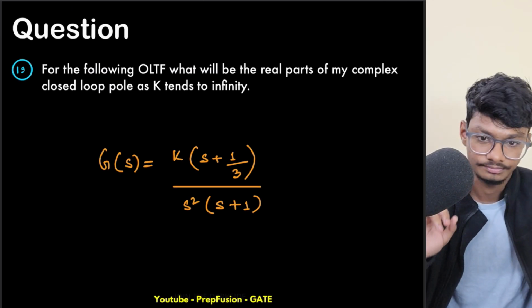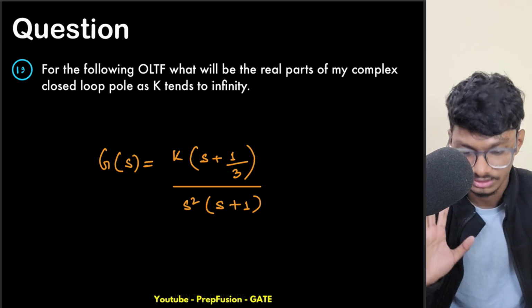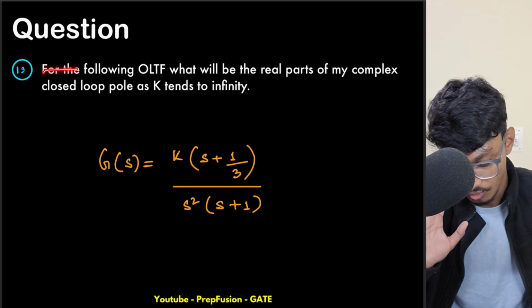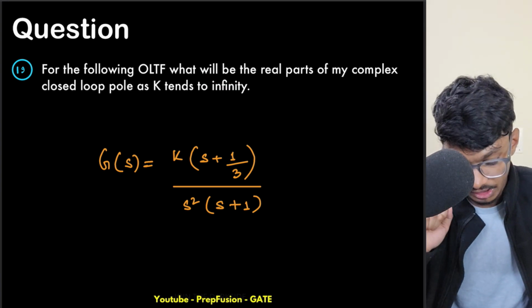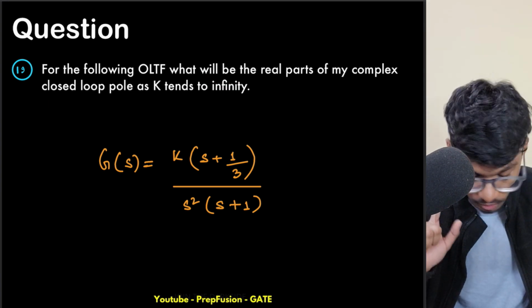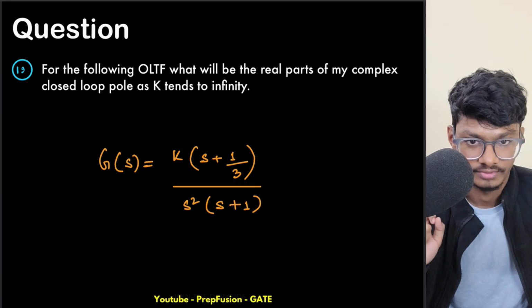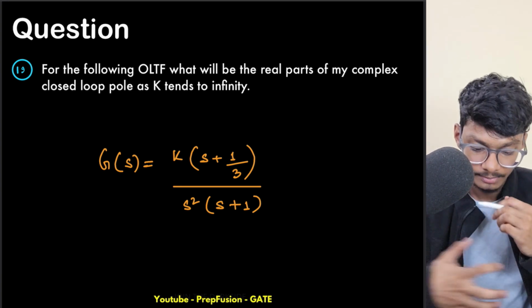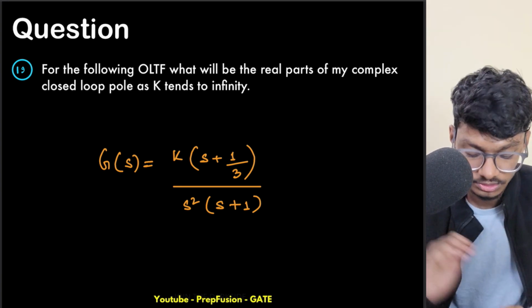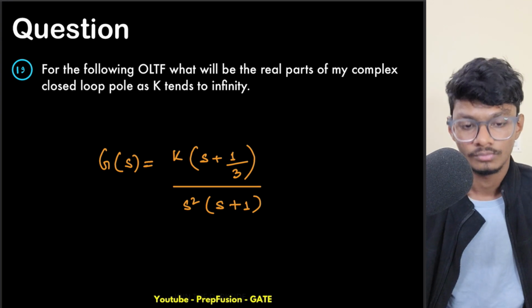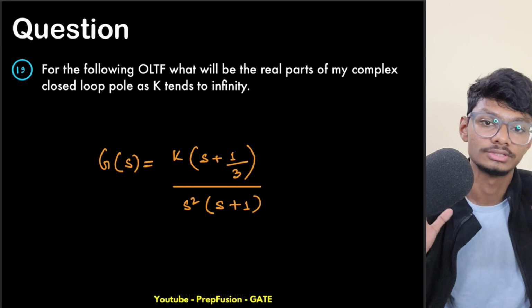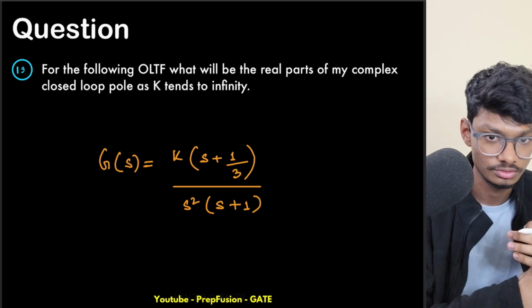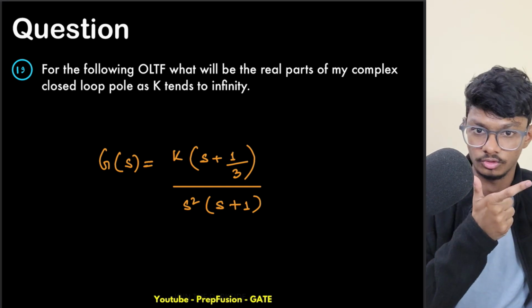So now let's go to the next question. What is the next question? For the following OLTF, what will be the real parts of my complex closed loop poles as k tends to infinity? Can you answer that? Whenever k tends to infinity, what things should come to your mind? Virtual zeros, asymptotes, all those things should come to your mind.